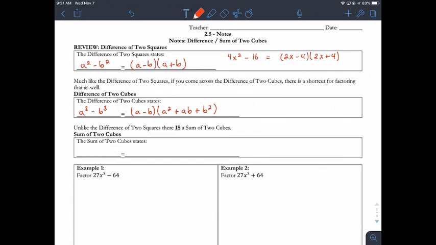Unlike the difference of two squares, there is a sum of two cubes. The sum of two cubes says that a cubed plus b cubed is equal to a plus b multiplied by a squared minus ab plus b squared.